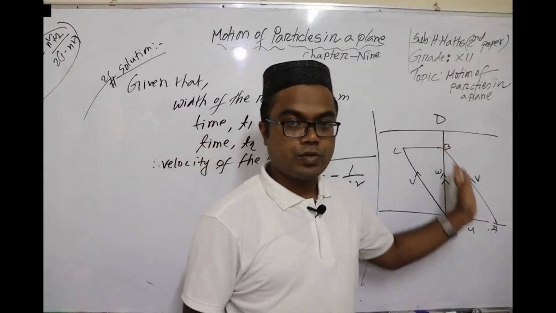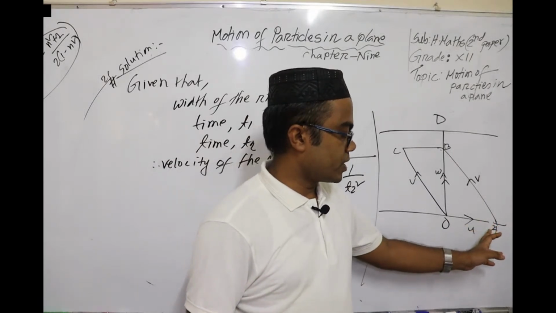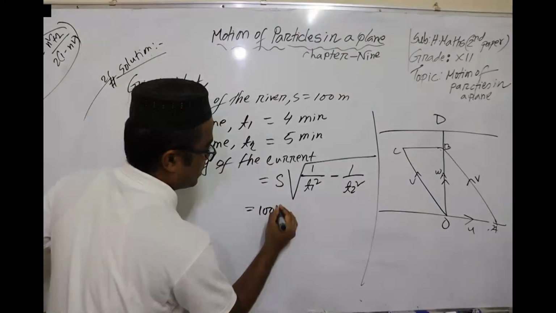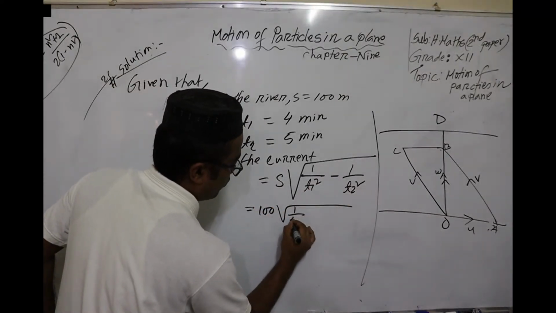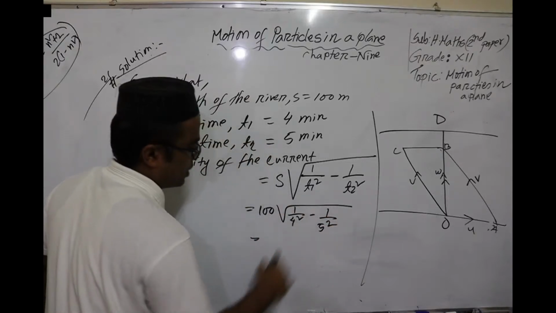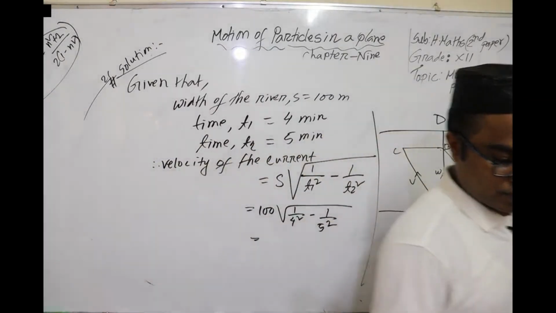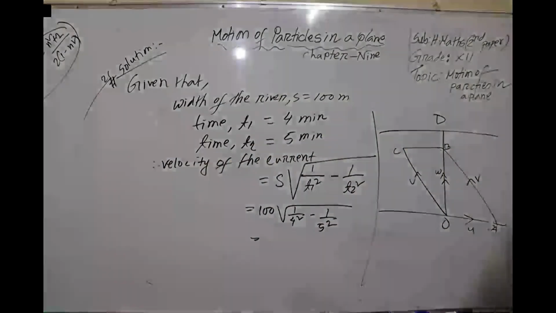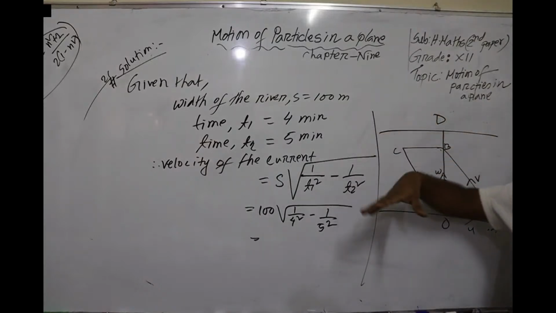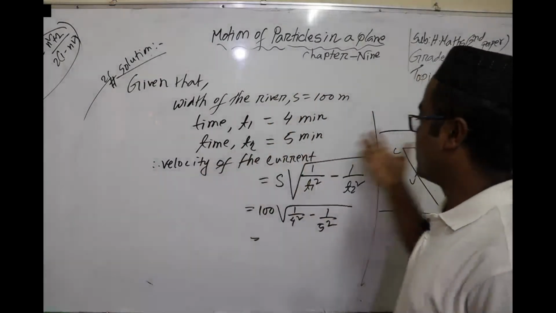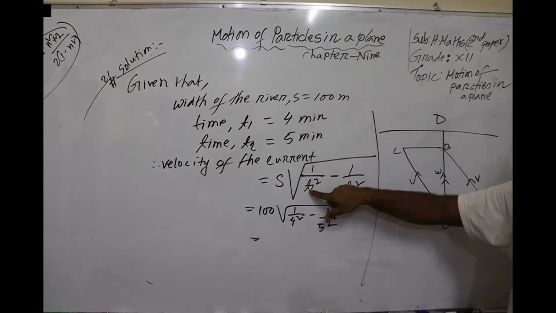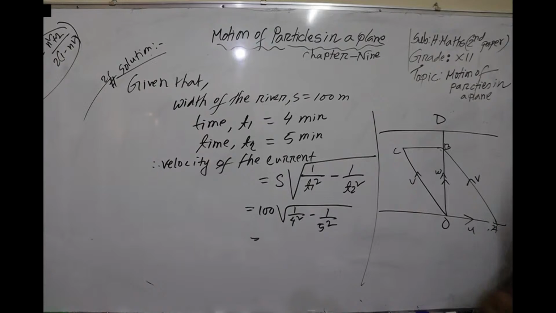The width of the river is equal to 100 meters. U is the velocity of the current. Okay, first of all, I want to show this one. So the width of the river S means 100, 1 by T1 means 4 square minus 1 by T2 means 5 square. Now tell me what is the result. If you want to solve another way, you need to draw the figure. But when using this formula, you don't need to draw the figure. Okay, I'll show you another method.